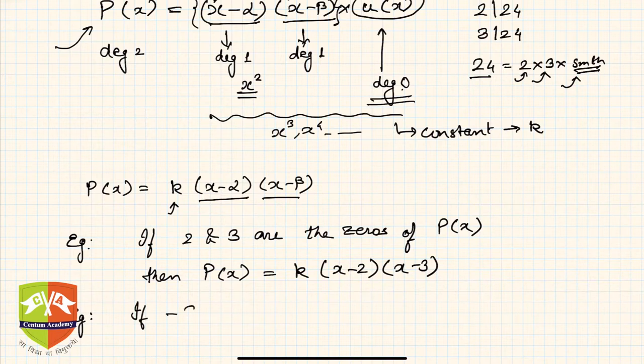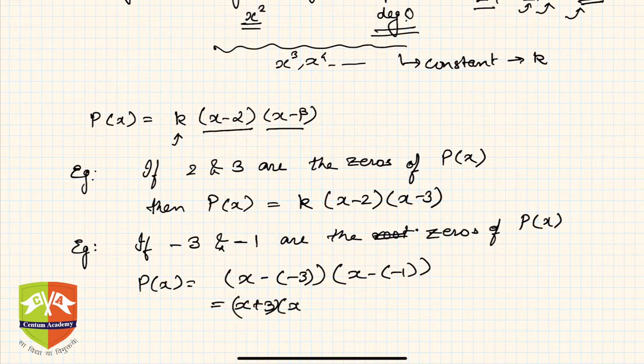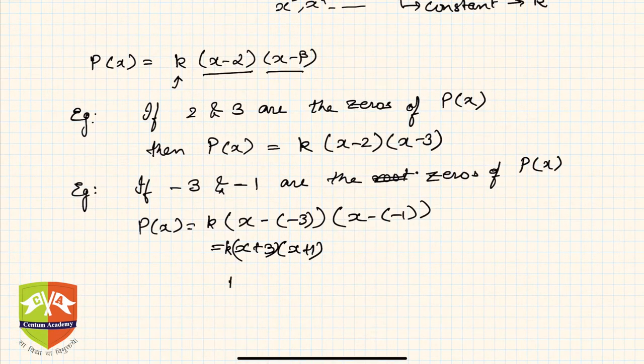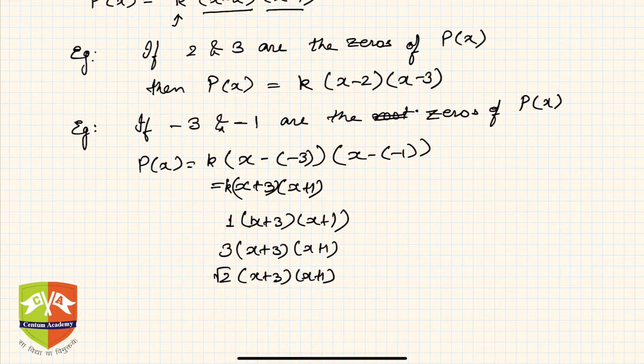Another example: if minus 3 and minus 1 are the zeros of p(x), then p(x) is equal to x minus (minus 3) into x minus (minus 1), that is, x plus 3 times x plus 1. I hope you got it. And then there will be a factor k as well, so k could be anything. It could be 1 times x plus 3 times x plus 1, or 3 times x plus 3 times x plus 1, or root 2 times x plus 3 times x plus 1, whatever value of k you want to take, even your birthday, and this becomes the desired polynomial.